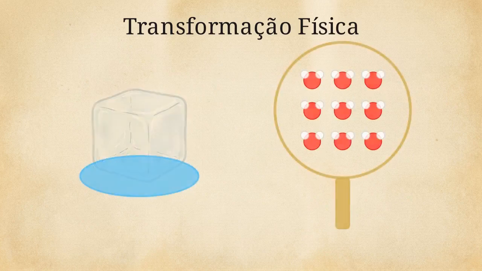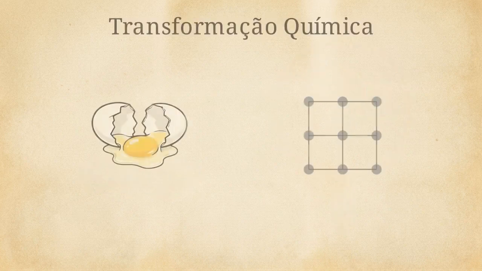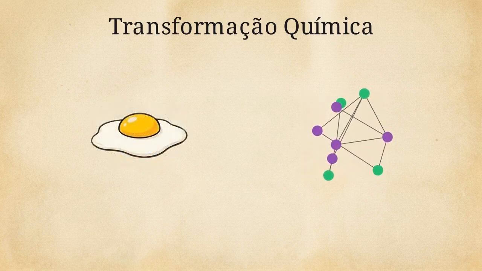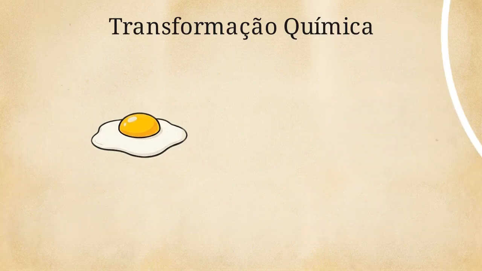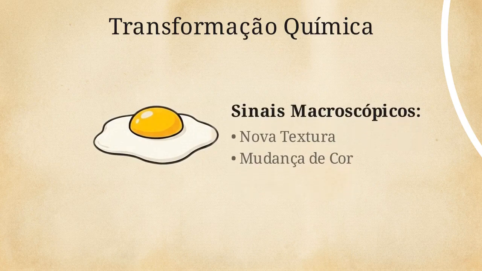When a material changes its shape, its size, or its state, like the ice, but stays the same substance, we call it a transformación física. But when the original material is destroyed to create a new substance with entirely different properties, like the egg, it is a transformación química.